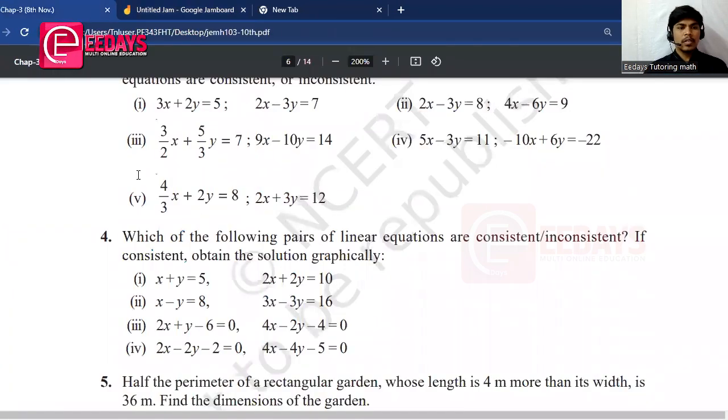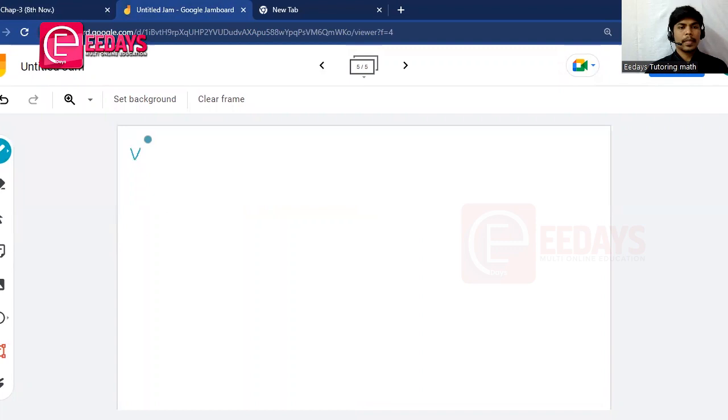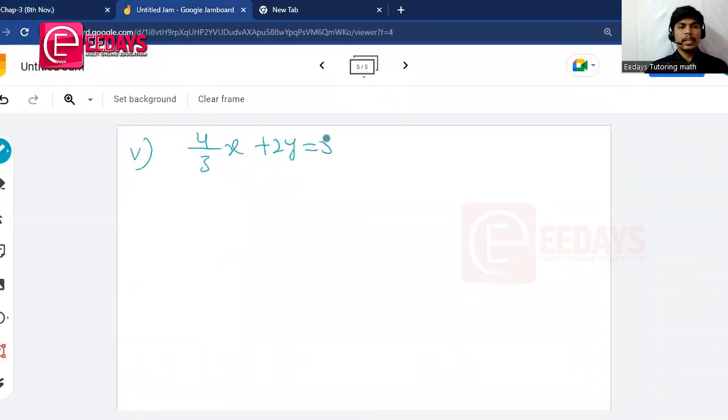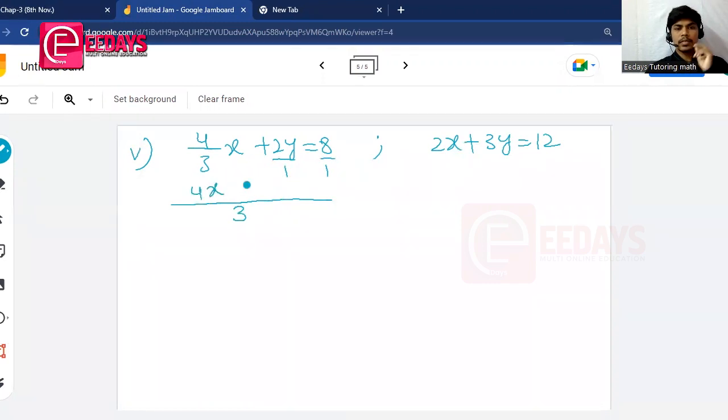So next, the fifth one. 4 by 3. The same type of question they have given here. The ratio they gave: 4 by 3 x plus 2y is equal to 8, and 2x plus 3y is equal to 12. If the given ratio is like this, you can take the LCM. Why? Because we have to make the linear equation. So if 3 is the LCM here, you'll get 4x plus 1 into 3, that is 3. 3 twos are 6y, 6y is equal to 8.